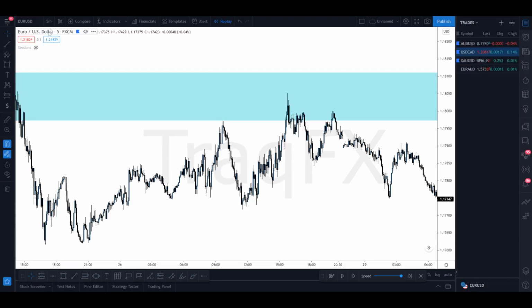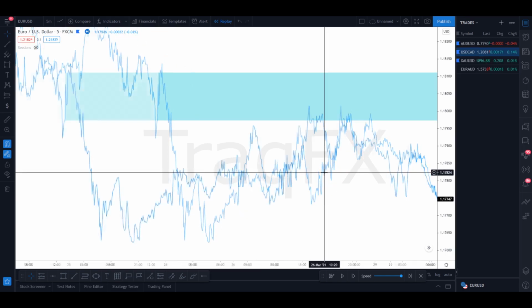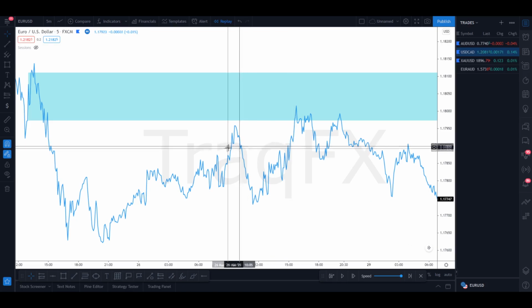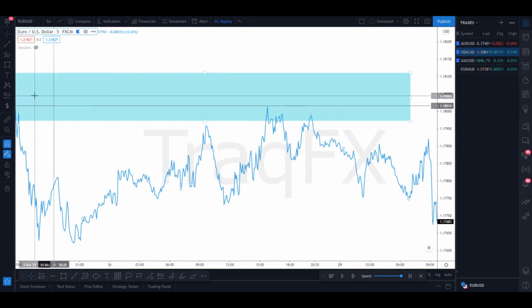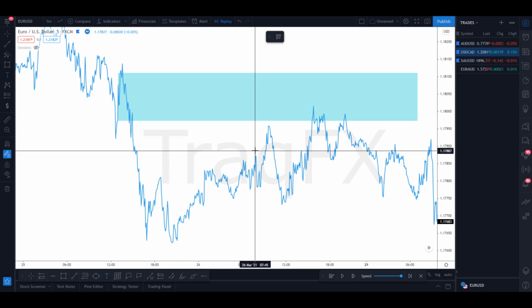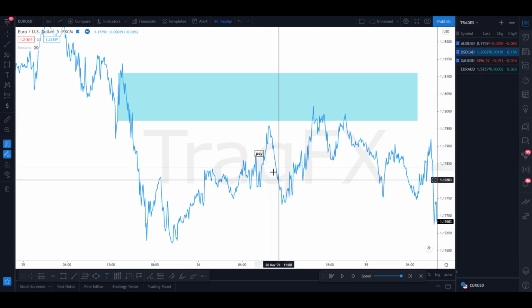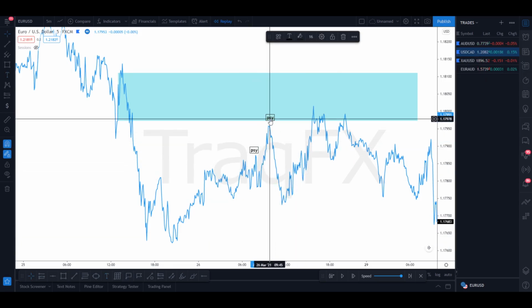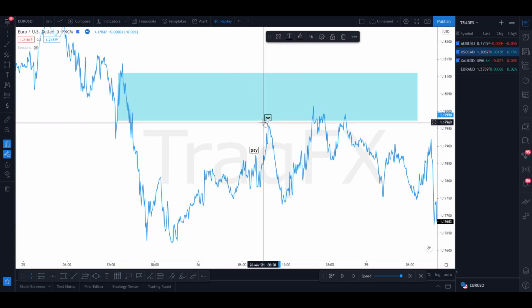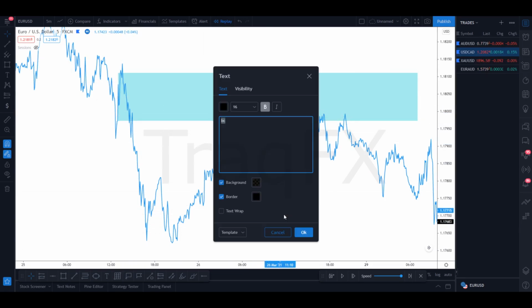So let's look for a PSY. PSY is supposed to be the last point of support or the last point of supply before the buyer's climax. So let's see if we can find that. Right over here, boom, I see it. So we have our PSY right here, our last point of supply. And right after that, we're followed by a major drop.